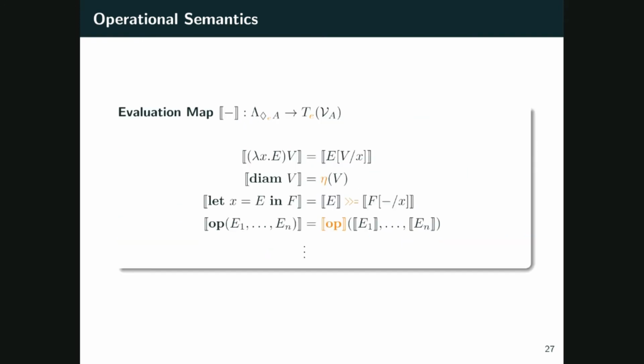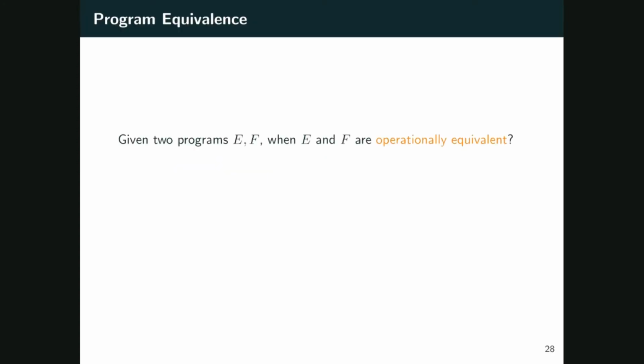All right, now we have all the ingredients. We can complete our definition of the evaluation map, and therefore now we have graded monadic operational semantics for our calculus. And now that we have a syntax and semantics, so to say, we need to understand what is program equivalence for our calculus, which amounts to saying when two programs are operationally equivalent.